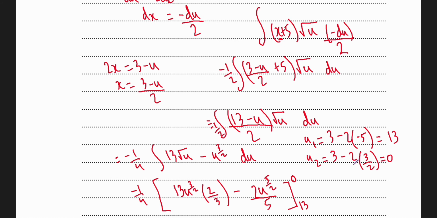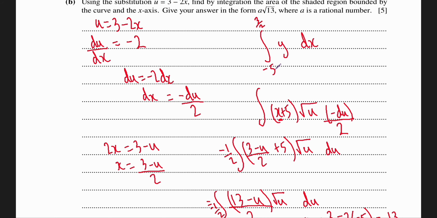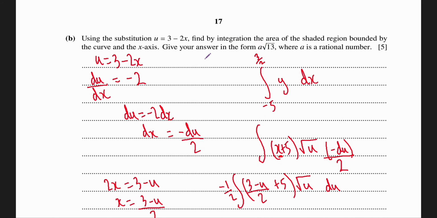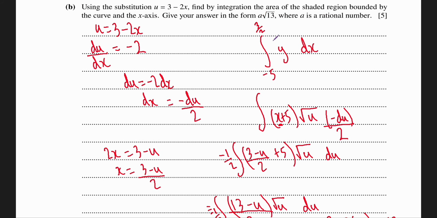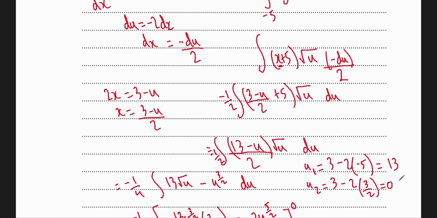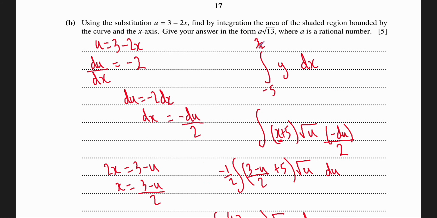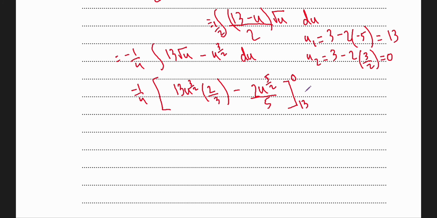But you can't change the order around, because over here we had -5 at the bottom, and when you put -5 back into x right here, you get positive 13 for u. So you have to make sure you still put it at the bottom. And for here, instead of 3 over 2, we got 3 minus 2 times 3 over 2, which becomes 0. You put that at the top because 3 over 2 was at the top. So now we have those limits right there.